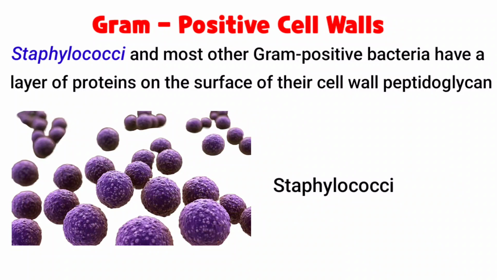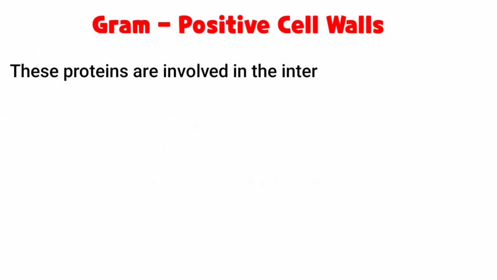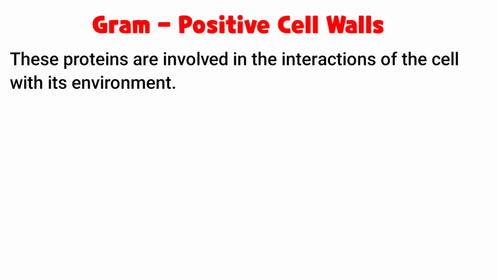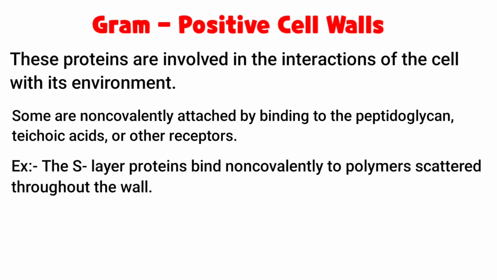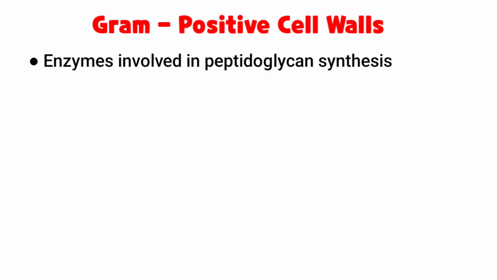Staphylococci and most other gram-positive bacteria have a layer of proteins on the surface of their cell wall peptidoglycan. These proteins are involved in the interactions of the cell wall with its environment. Some are non-covalently attached by binding to the peptidoglycan, teichoic acids, or other receptors. For example, the S-layer proteins bind non-covalently to polymers scattered throughout the wall. Enzymes involved in peptidoglycan synthesis and turnover also seem to interact non-covalently with the cell wall.